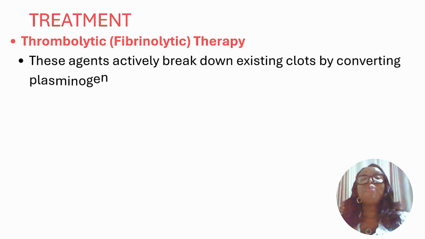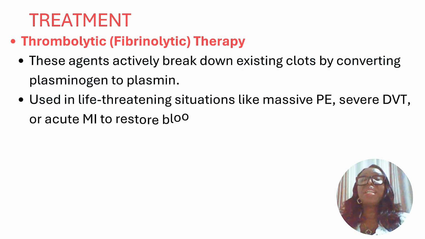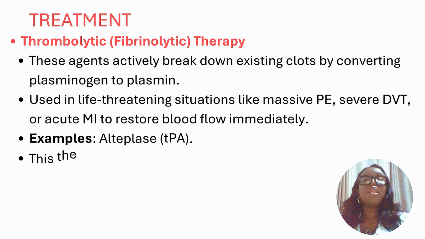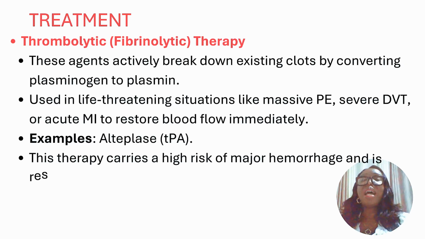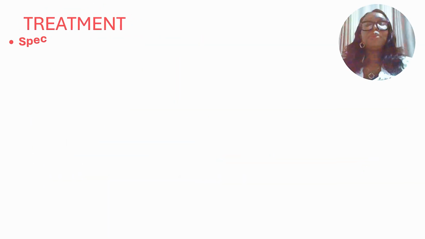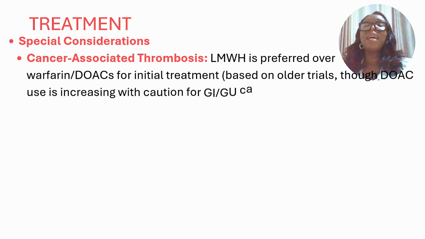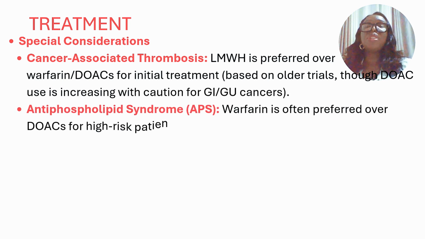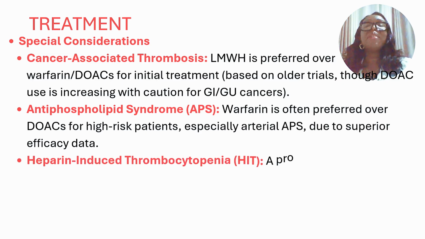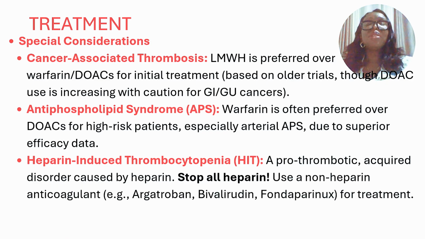These agents actively break down existing clots by converting plasminogen to plasmin. It is used in life-threatening situations like massive pulmonary embolism, severe deep vein thrombosis, and acute myocardial infarction to restore blood flow immediately. This therapy carries a high risk of major hemorrhage and is reserved for specific high-risk patients. There are also special considerations in cases of cancer-associated thrombosis, antiphospholipid syndrome, and heparin-induced thrombocytopenia, so that the patient is properly treated.